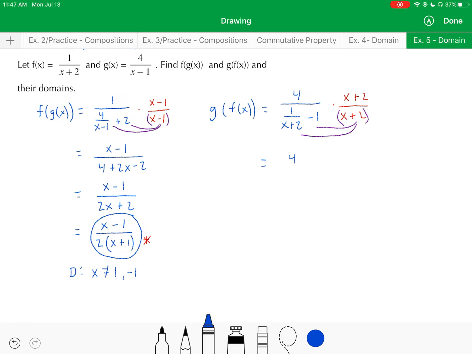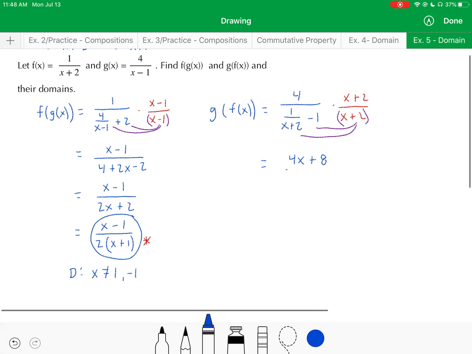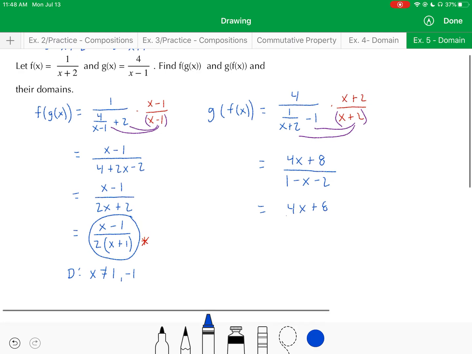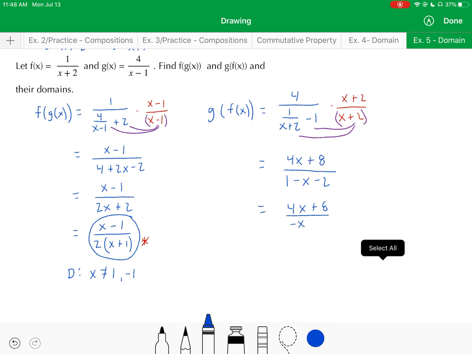4x plus 8 over 1 minus x minus 2. So that's 4x plus 8 over negative x minus 1. And then I'm going to factor just like I did in the first half. So pull a 4 out.